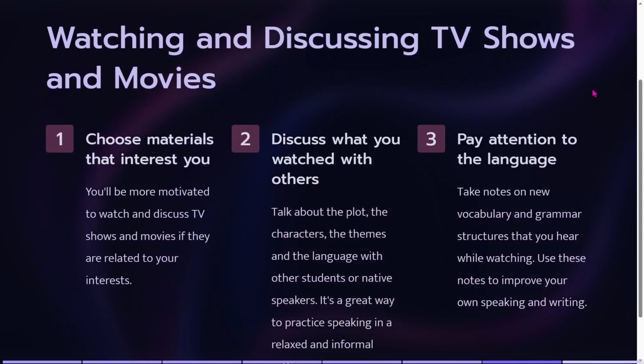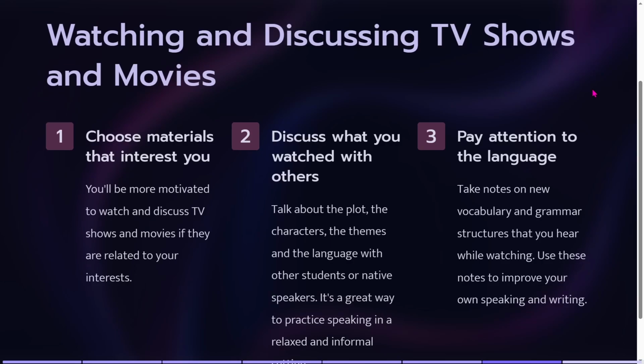Watching and discussing TV shows and movies. Choose materials that interest you. You'll be more motivated to watch and discuss TV shows and movies if they are related to your interests.